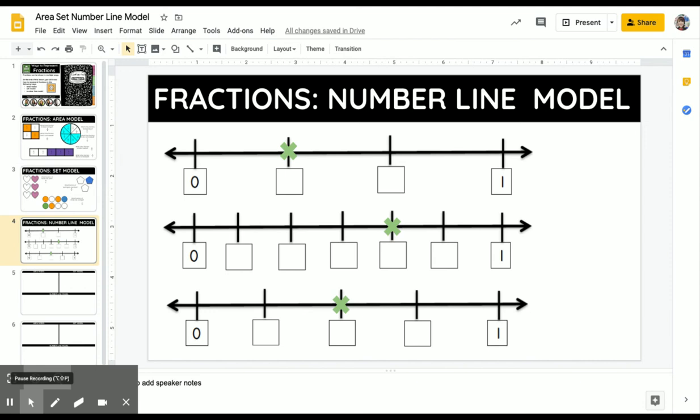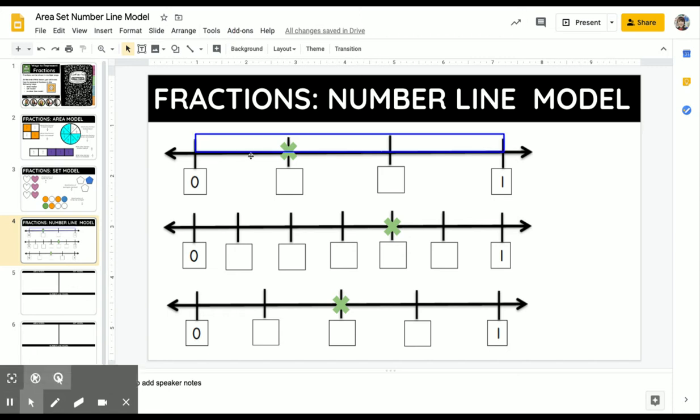Now let's look at the number line model. If you look at this number line, you can see that it is split into three sections. Sometimes that can be tricky to spot because we want to count the sections over here, or we want to count the vertical lines splitting the number line.